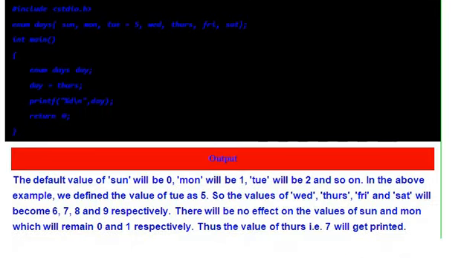So the default value of SUN will be 0 and Monday will be 1 and Tuesday will be 2 and so on. But in this example we have defined the value of Tuesday as 5. So the values of Wednesday, Thursday, Friday, Saturday will be 6, 7, 8, 9. And there won't be any effect on Sunday and Monday, which will remain 0 and 1.